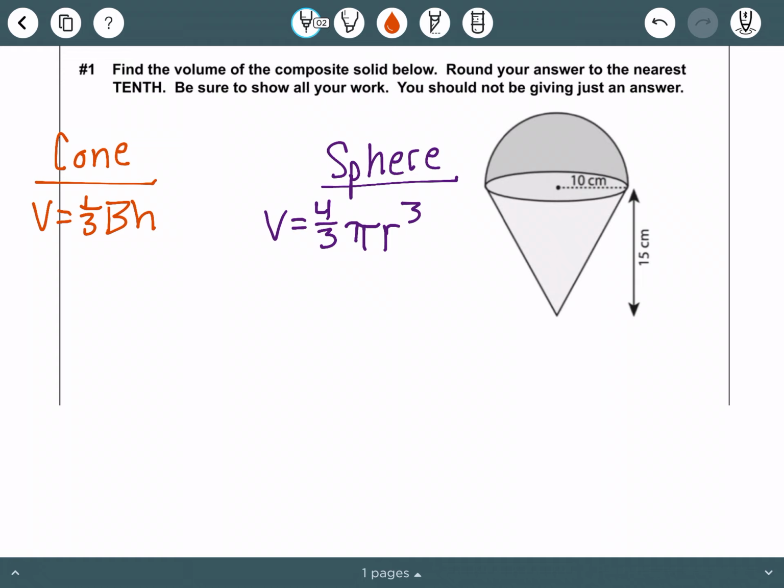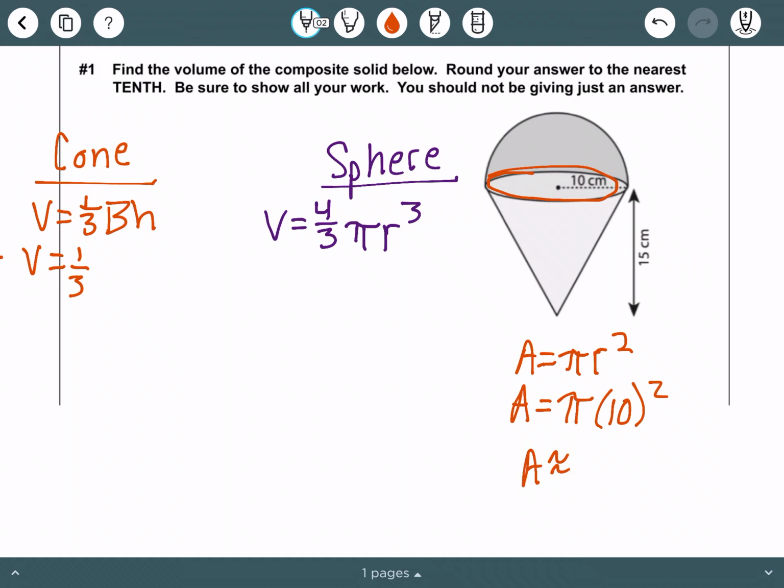So the cone, our volume is 1/3. Now this capital B, remember, it means area of the base. So the area of the base of a cone, well, you can see here that the base is a circle. And the area for a circle is pi times the radius squared. And they do give us the radius. Now the radius is 10. This is going to be pi times 10 squared.